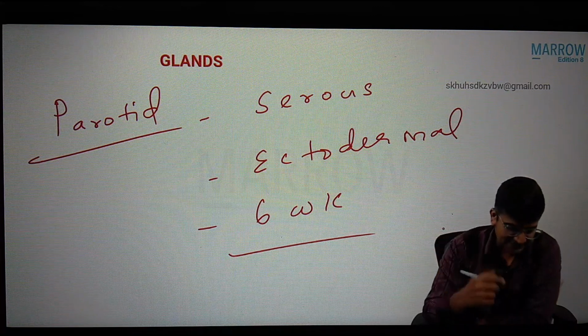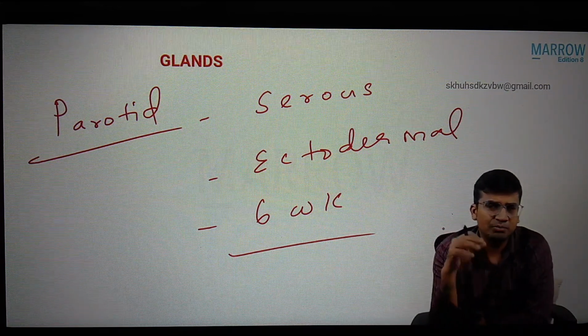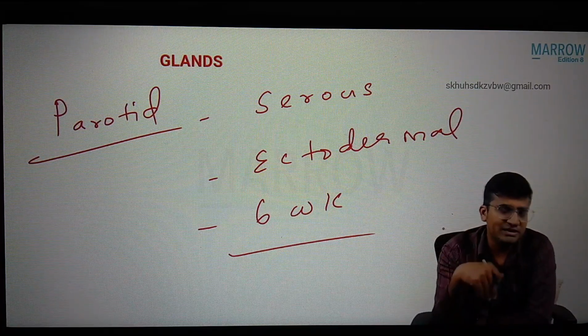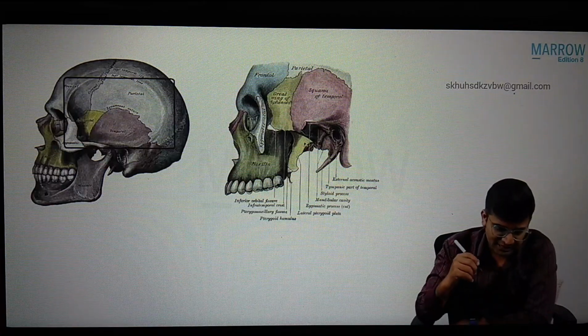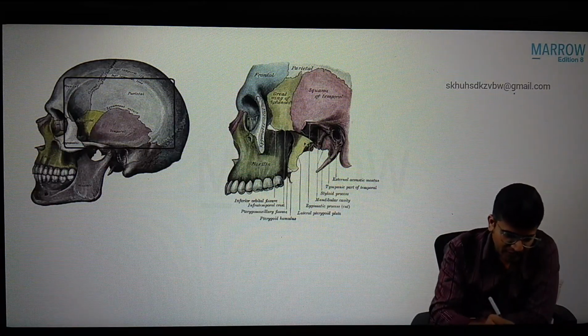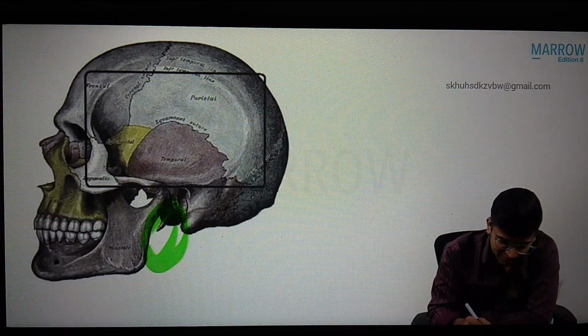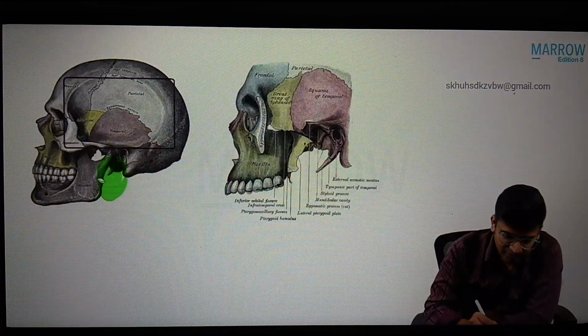Next, what is the location of the parotid gland? The parotid gland is situated in the parotid bed. What is the boundary of the parotid bed? Now see the diagram. This is the parotid bed, here only. The parotid gland is present here only. Now what is the boundary for the parotid bed?